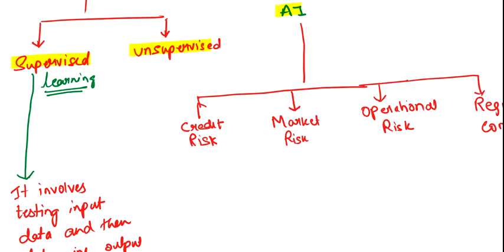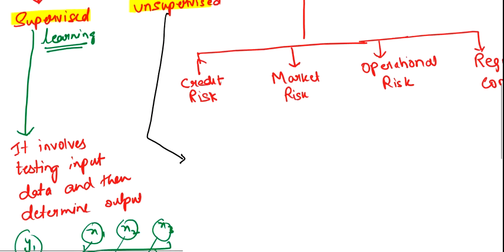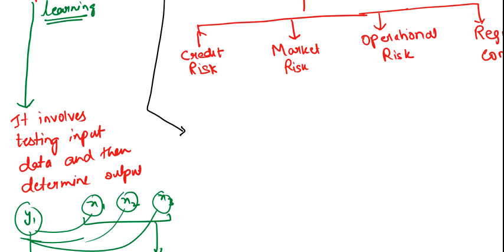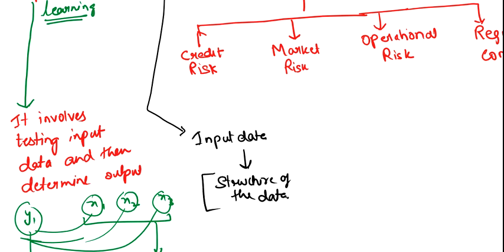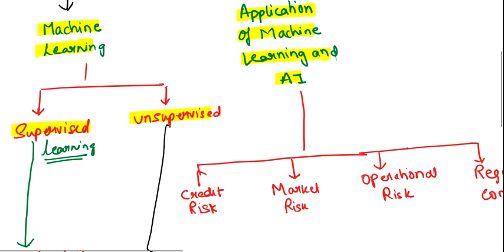Now what will happen in unsupervised learning? Basically it focuses only on input data. And from the input data they give the structure of the data. They only give the structure of the data. It means unsupervised learning is not focused on the output. Their focus is only on how the data is actually structured. Clear?